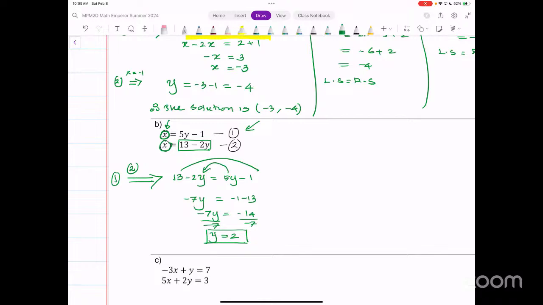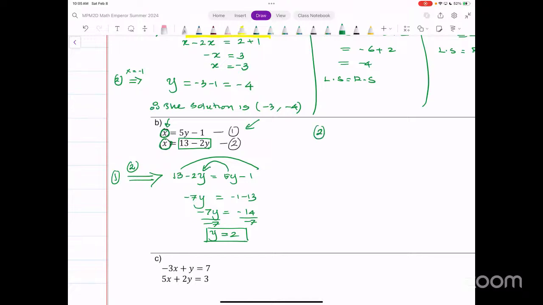Okay. Now we're going to use the result in one of the equations. It doesn't matter whether it's 1 or 2. Let's go back to number 2. In equation number 2, I'm going to substitute y is equal to 2. So therefore, x is equal to 13 minus 2 times 2, 13 minus 4, which is going to be 9. Right?